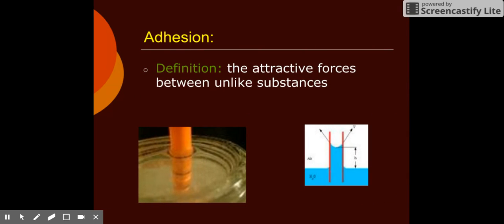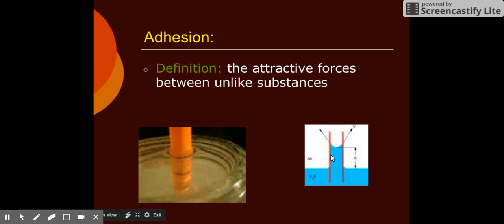Adhesion is when water, because of its properties, is able to attract to another surface or another object that's not like it. So here we see adhesion along the insides of a straw, where the water almost seems to climb up the straw on its own.